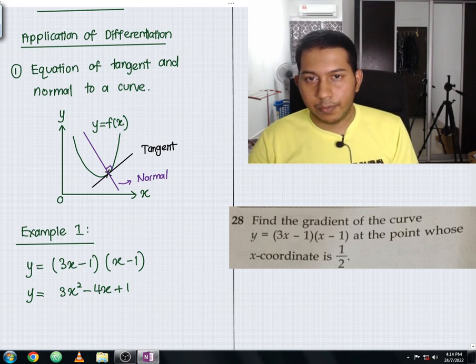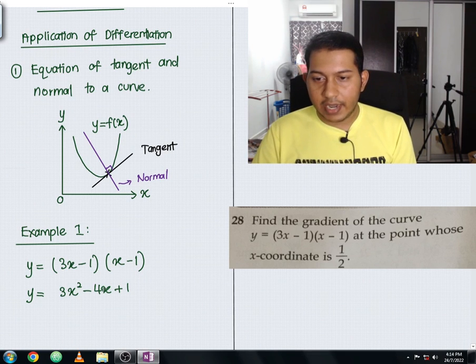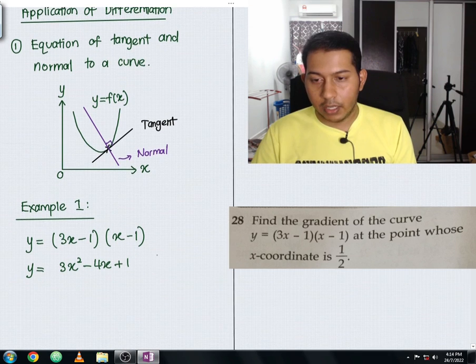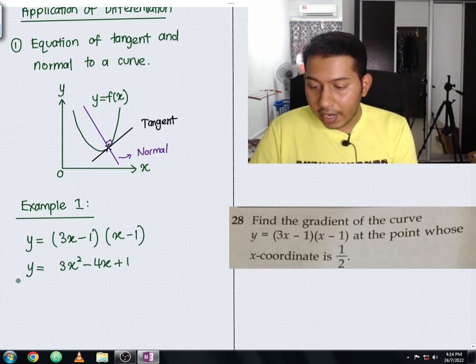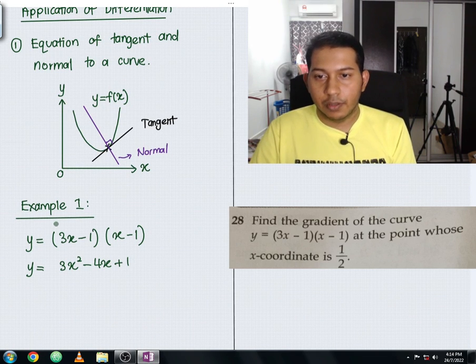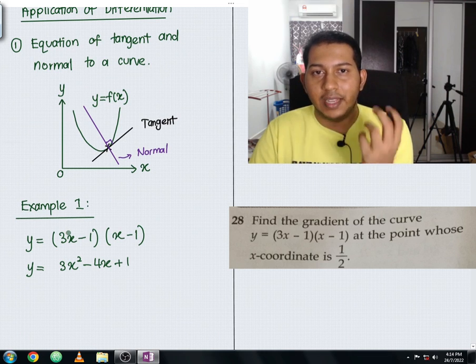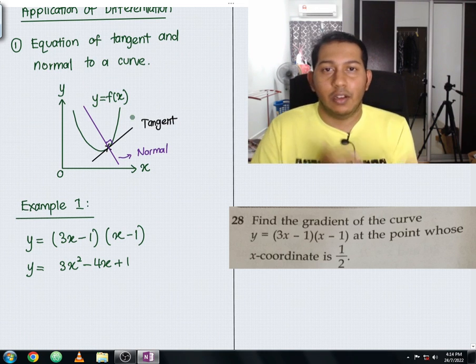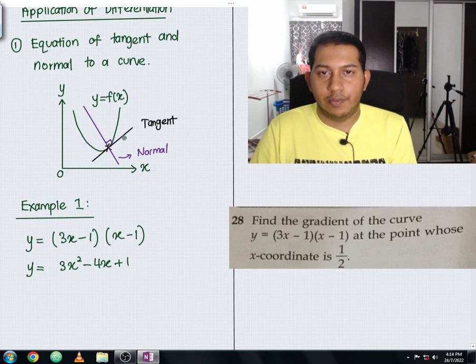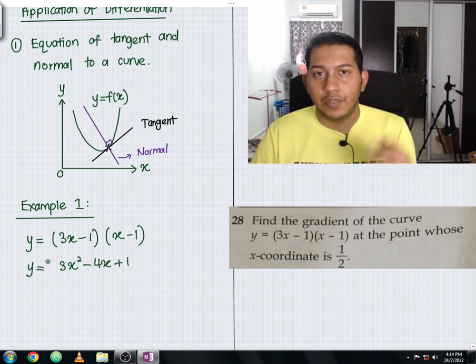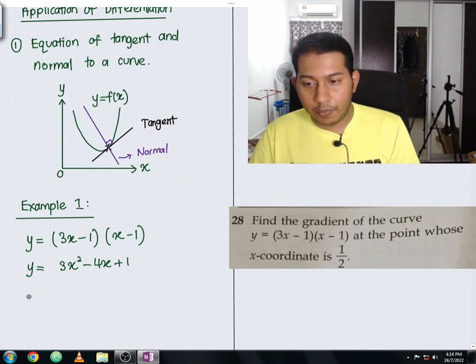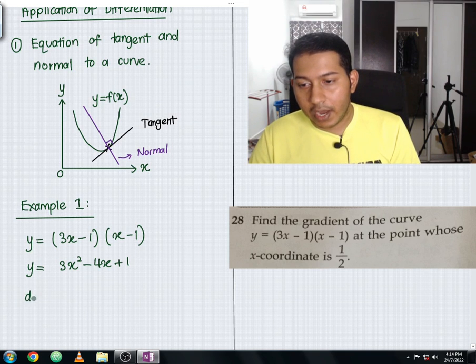So this is considered to be the first step, guys. Once you have done this, the next step is to find the differentiation. Why are we going to find the differentiation? Remember guys, in the question they mentioned the gradient of the curve. If the question asks you to find the gradient of the curve, that means they're referring to the gradient of the tangent. The gradient of the curve is also referring to the gradient of the tangent. Just want to clarify this to you. So in order to find the gradient of the curve, you need to perform the differentiation, which is dy over dx.